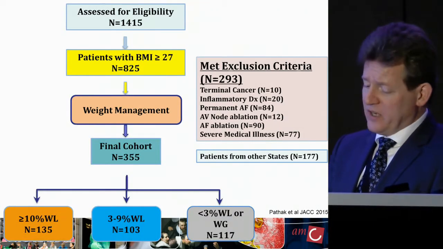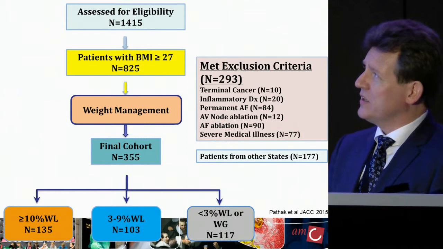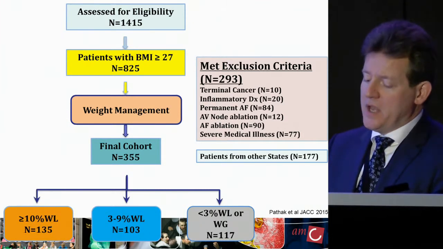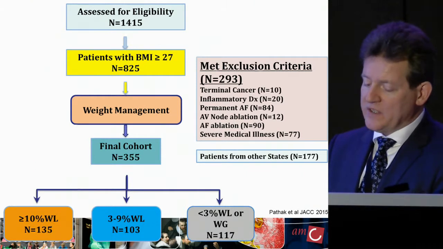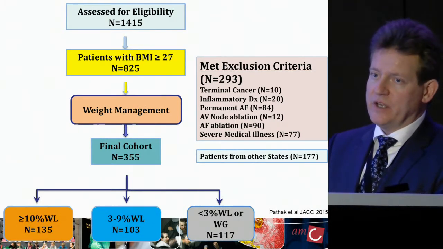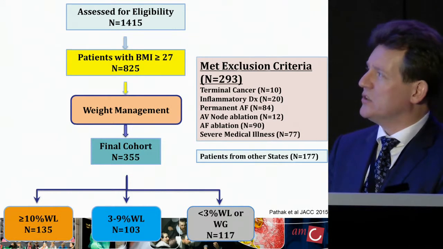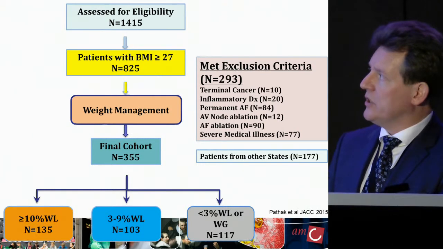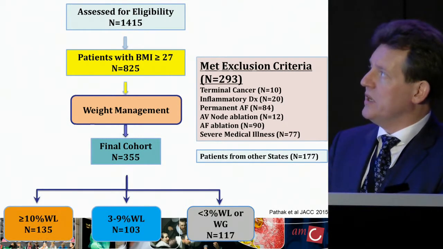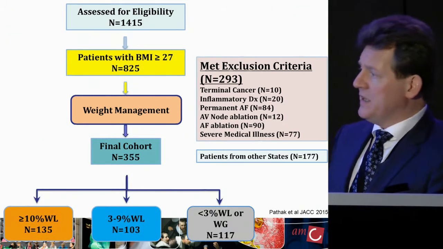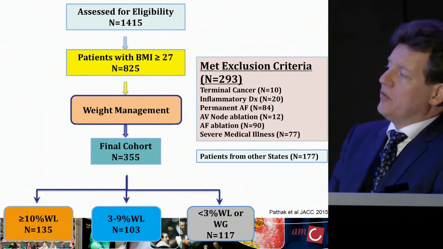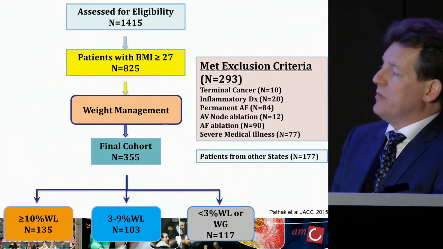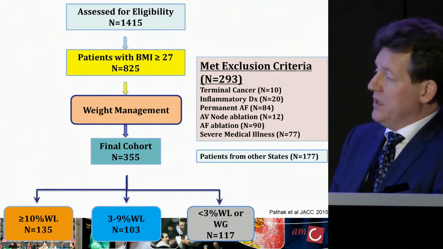And recently, during the last ACC, a study from the group of Prash Sanders was published, in which they offered weight counseling and a weight clinic to those patients in their AF clinic with a body mass index of higher than 27. And they included 355 patients after excluding many patients due to exclusion criteria, and the other patients presumably had a normal body weight. And they did an analysis on the group that showed more than 10% weight loss, 3 to 9% weight loss, or less than 3% weight loss, or actually weight gain.